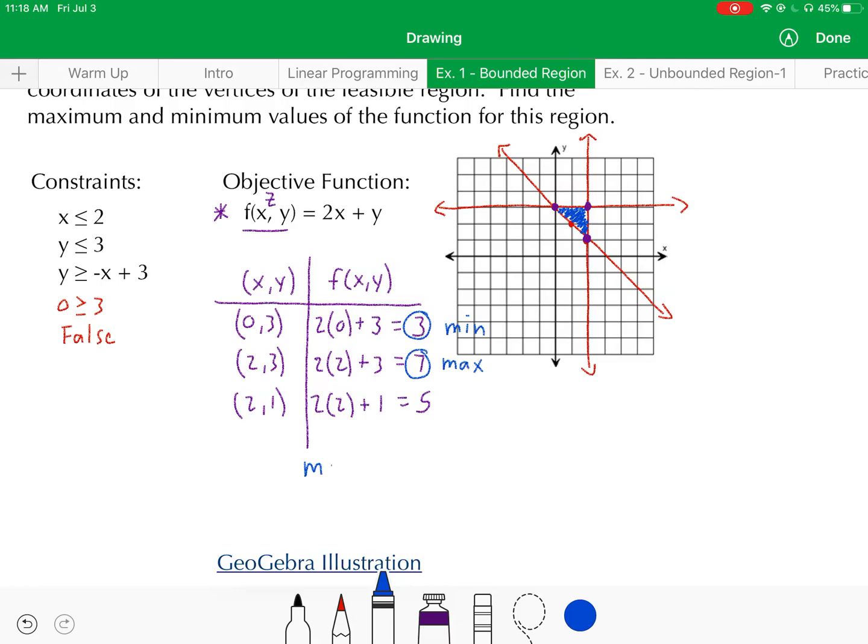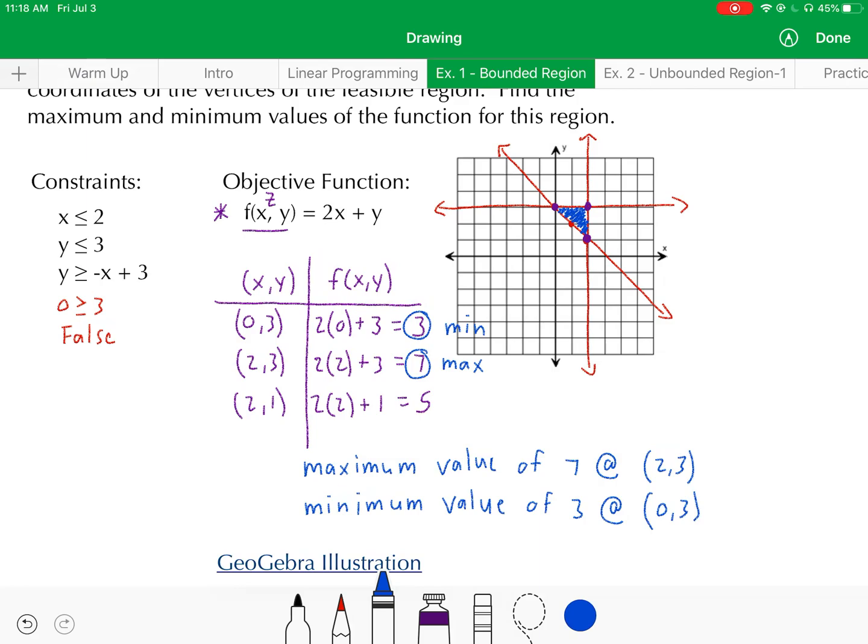We're going to say we have a maximum value of 7 at the point 2, 3. And then similarly, we have a minimum value of 3 at the point 2, 3, or I'm sorry, 0, 3. Okay, and together those give us our answer to this particular problem.